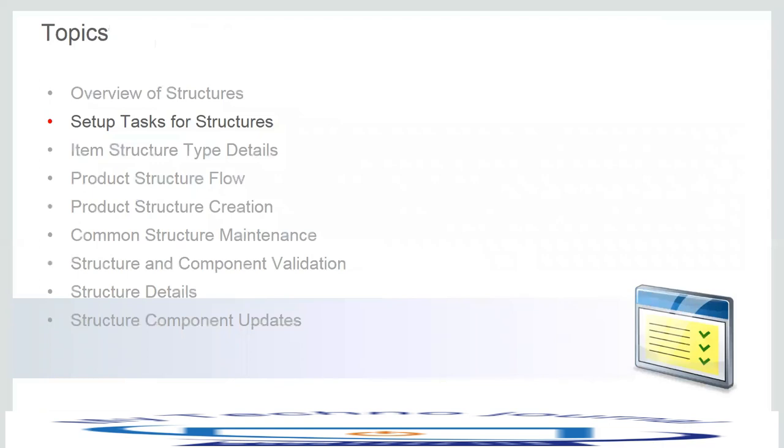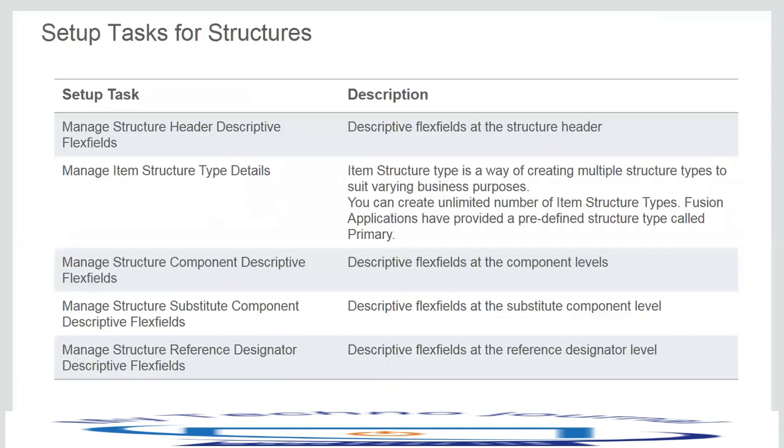So what are the various setup tasks for structures? As you could see in this particular slide, the various setup tasks for structures along with their description. Please note that all these tasks are optional. Some of them are, say, manage structure header descriptive flex fields. In case you need more information and want to add additional attributes, you could use these descriptive flex fields.